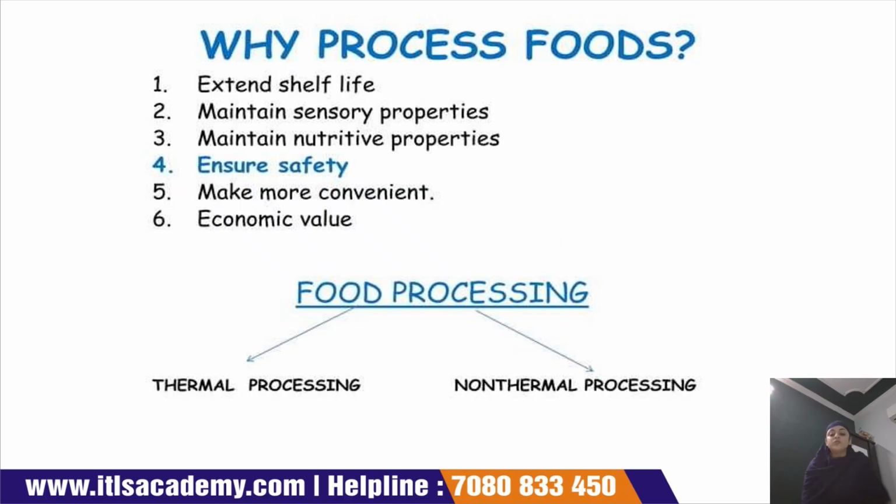Now, why do we use processed food? Processed food means that when we have a food product, we then do processing. Why is this processing important? The main reason for processing food is that it destroys microorganisms. When the load of microorganisms decreases, ultimately the shelf life of the food product increases. And apart from shelf life and microorganisms, it also maintains the sensory properties of the food product.